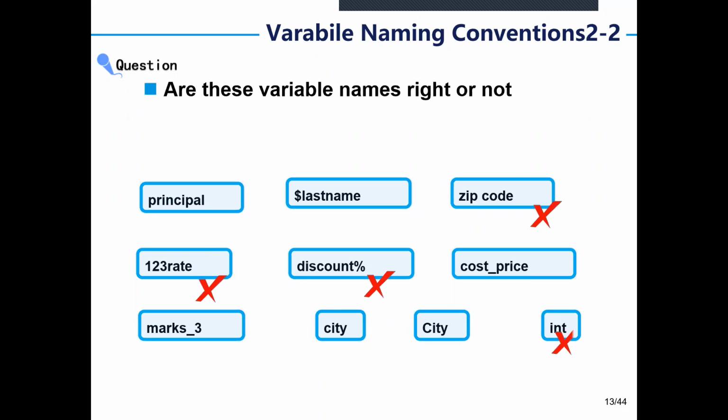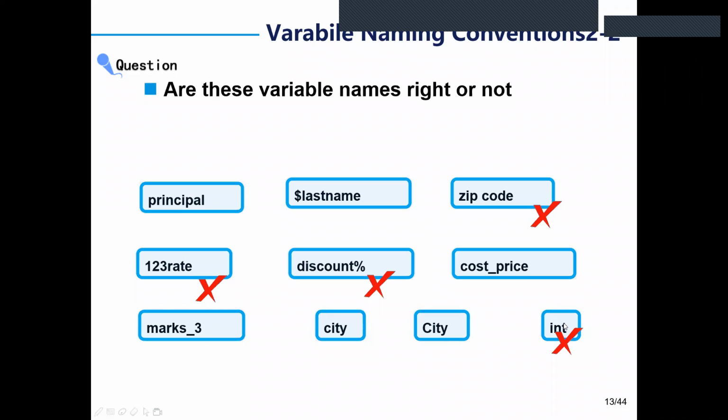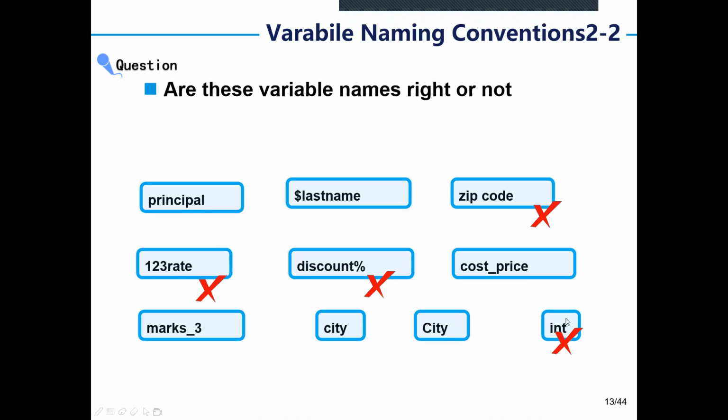Okay, let's see the answers. Zip code, we don't name a variable with white space. The variable name shouldn't start with numbers. Percentage size, and int. int is a data type, so we cannot use this as a variable name. Yes, int is a keyword, a reserved word in the Java language. We couldn't use it as a variable name.